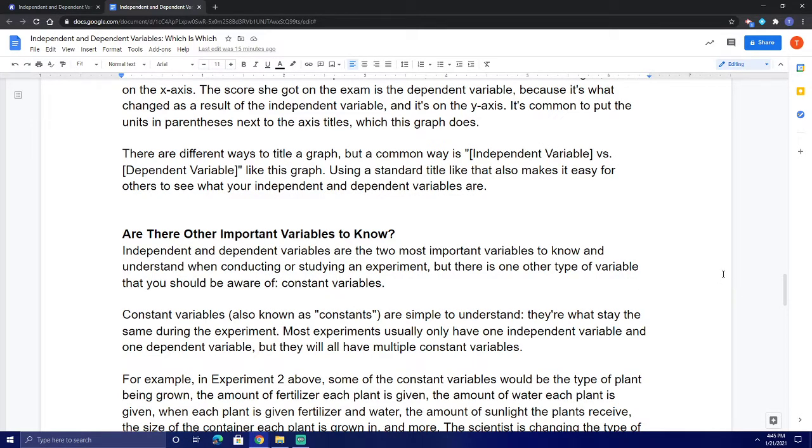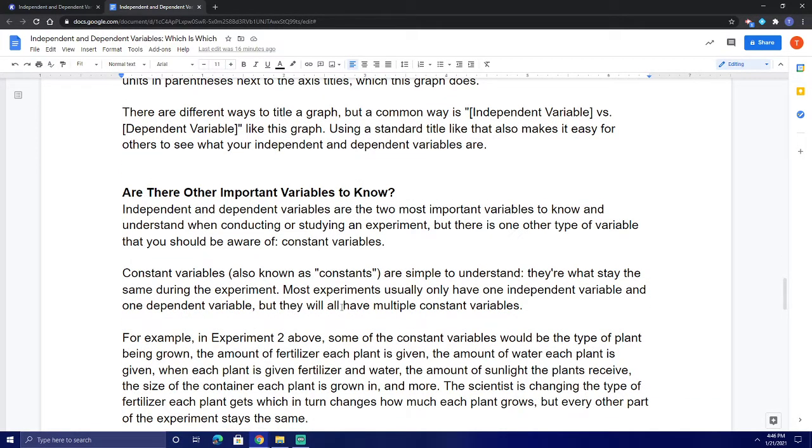Independent and dependent variables are the two most important variables to know and understand when conducting or studying an experiment. But there is one other type of variable that you should be aware of: constant variables. Constant variables, also known as constants, are simple to understand. They're what stay the same during the experiment. Most experiments usually have one independent variable and one dependent variable, but they will all have multiple constant variables.